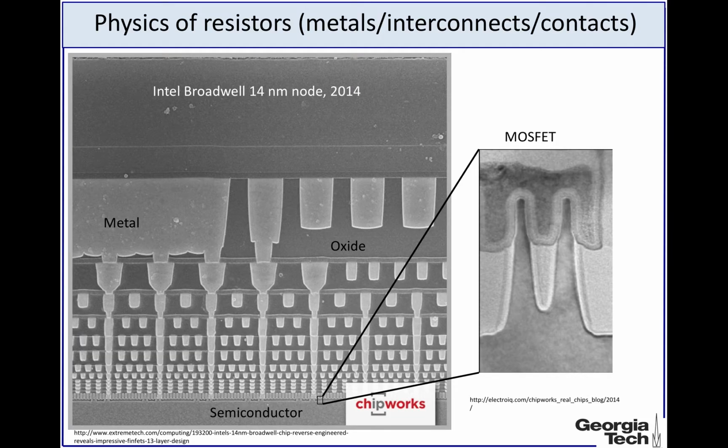Let's get started with a cross-sectional image of a very advanced node of microprocessors. What I'm showing here is a cross section of a microprocessor fabricated at the 14 nanometer node in the Intel Broadwell process. This technology, in other words the microprocessors using this technology, was rolled out in 2014.